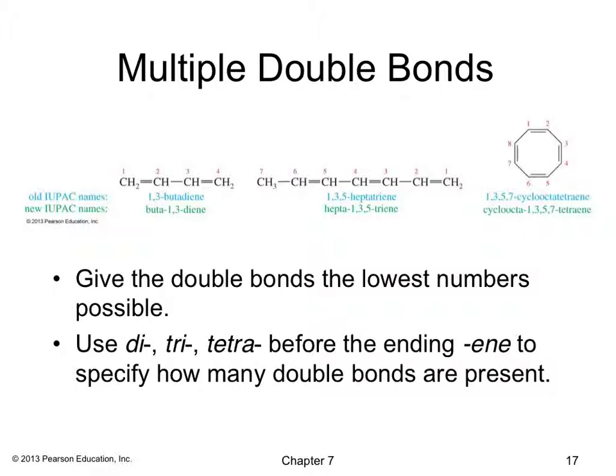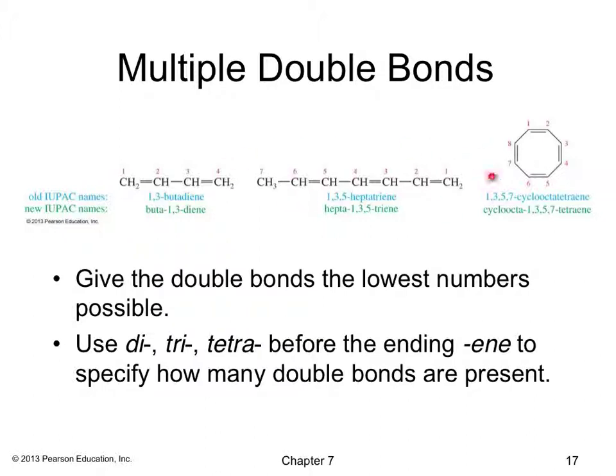If you have multiple double bonds, you want to give the double bonds the lowest numbers possible, and then use di, tri, tetra before ending in ene to specify how many double bonds are present. So for example, this is 1, 2, 3, 4, so this is a butane, but it's a butene, but there's 2, so it's butadiene because it has 2 double bonds. And you want to locate where the double bonds are. It's between 1 and 2 and between 3 and 4. So it would be 1,3-butadiene, or buta-1,3-diene.